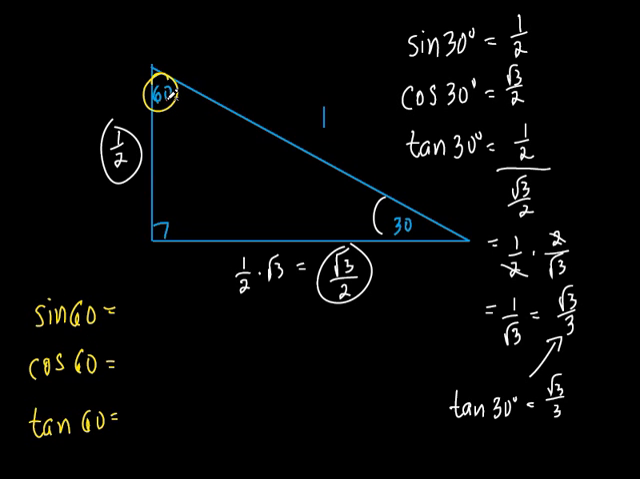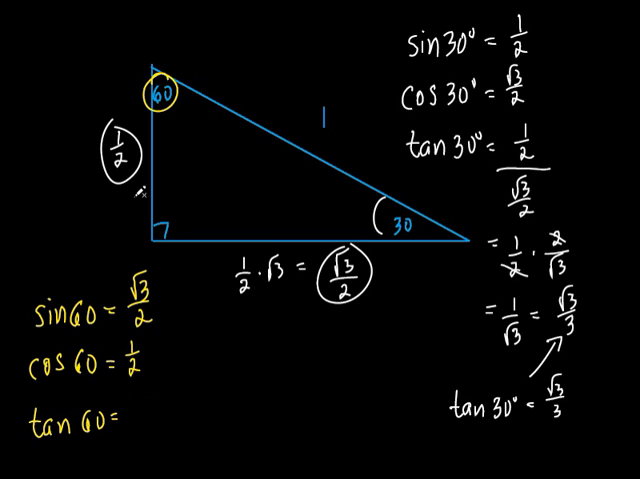So the sine would be what? It would be opposite over hypotenuse. So what's that going to be? Good, it's just the square root of 3 over 2. Notice, the sine of 60 is the same thing as the cosine of 30, okay? We talked about that back in chapter 8. And then the cosine of 60 would be what? Adjacent over hypotenuse. So it's 1/2 over 1, which is just 1/2. Those are pretty easy because your hypotenuse was 1.